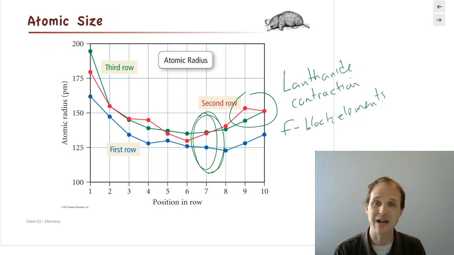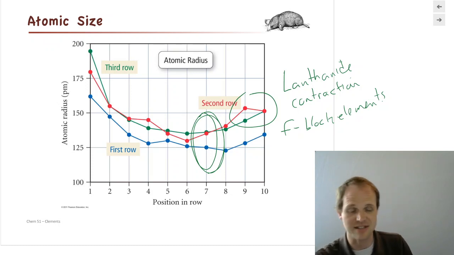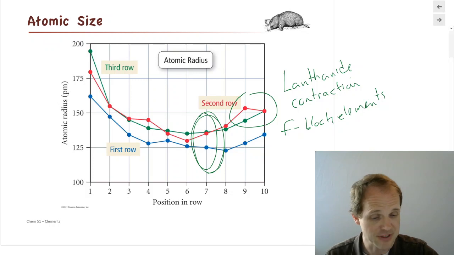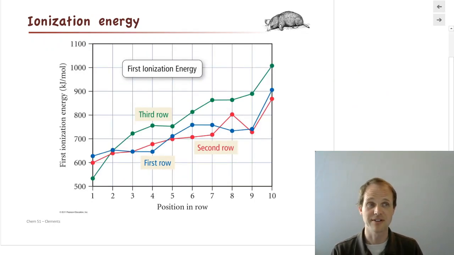All right, so what I'd like you to be able to do is explain the lanthanide contraction if I ask, and I can ask in various ways, but that's essentially what you need to be able to do: why is there this difference in trend? But this difference in trend doesn't just stop at atomic radius, it stops nowhere.